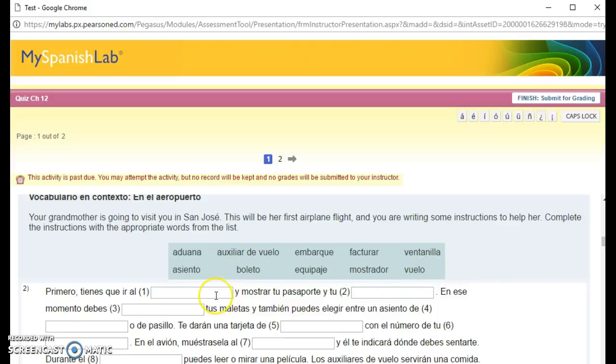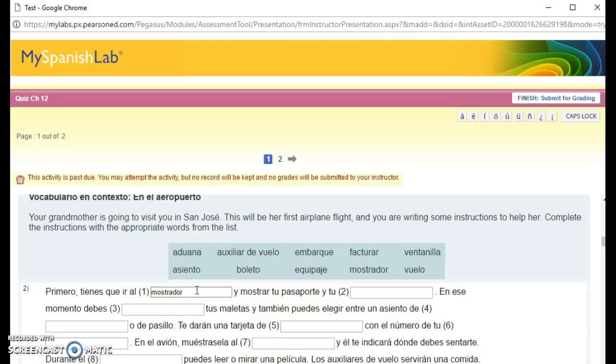Okay, so then let's go through. Primero tienes, your grandmother is visiting you in San Jose. So your first airplane flight and you're writing some instructions to help her complete the instructions with the appropriate words from the list. Okay, so primero tienes que ir al, and then there's a whole list here, y mostrar tu pasaporte y tu blank. Okay, so mostrar tu pasaporte. So let's say al vuelo, no, ventanillo, no, mostrador. Mostrador is probably the best word.